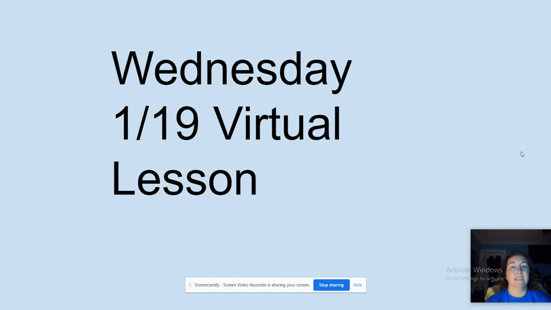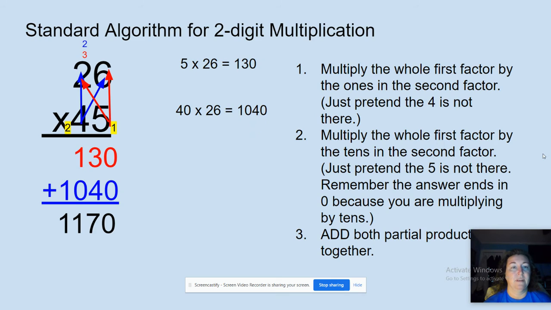I'm going to get started because this is a limited time video. The way that you're going to learn today is called the standard algorithm for two-digit multiplication. Most adults just call it the shortcut method because it is the shortest way, or least amount of pencil writing, yet still working it out on paper. So I'll get right to it.